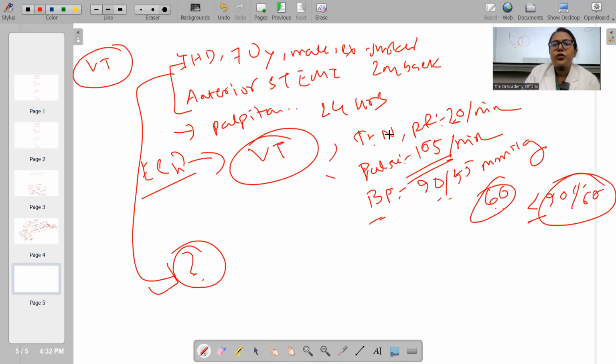Theoretically we say less than 90/60, but it's usually equal or less than 90/60. So you should go for the ventricular tachycardia. It's an emergency situation. So in the best interest of the patient, do cardioversion, okay? Give DC shock. All right.